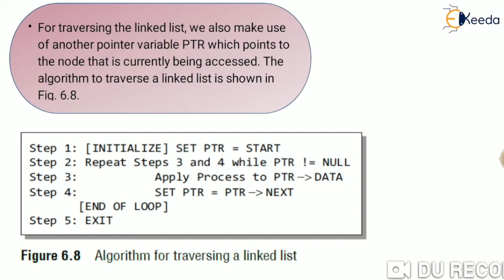So in step 2, a while loop is executed, which is repeated till the pointer processes the last node, that is, until it encounters null. In step 3, we apply the process, for example, to the current node, that is the node pointed by pointer. In step 4, we move to the next node by making the pointer variable point to the node whose address is stored in the next field.